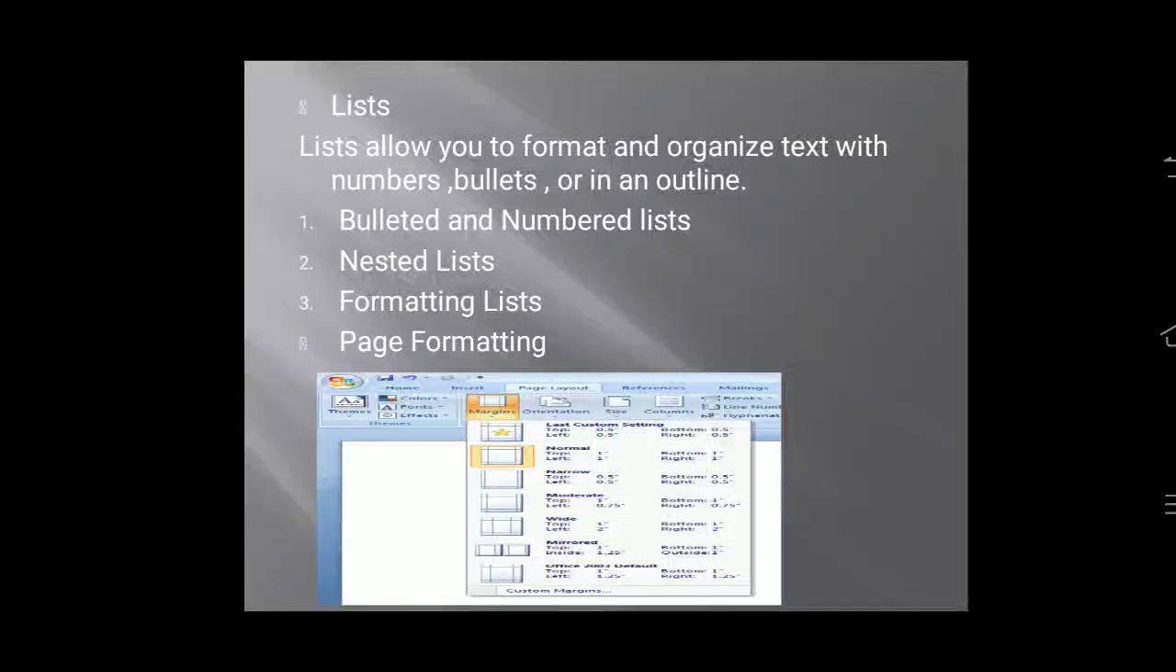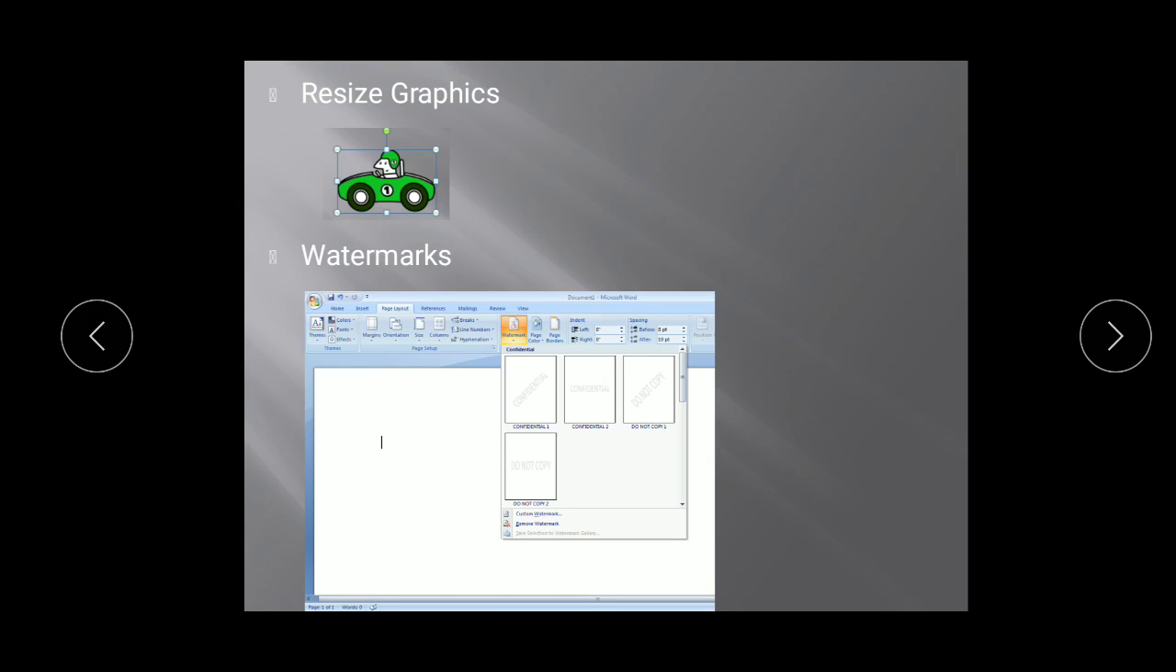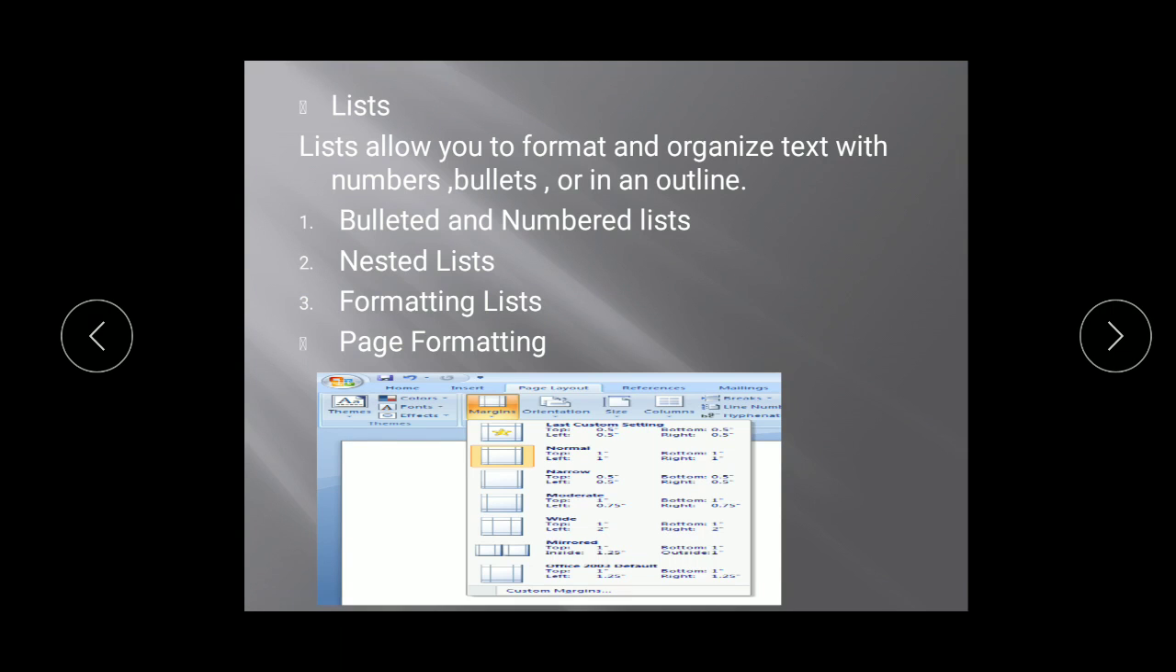So in the last topic we had completed watermarks. So we'll continue with the next topic, that is list. Listing is somewhere hierarchizing or just bulleting the topics which we want, that is, highlighting the topics. And for that, lists allow you to format and organize text, organizing it with a number or a bullet or an outline so that it could be easily readable.